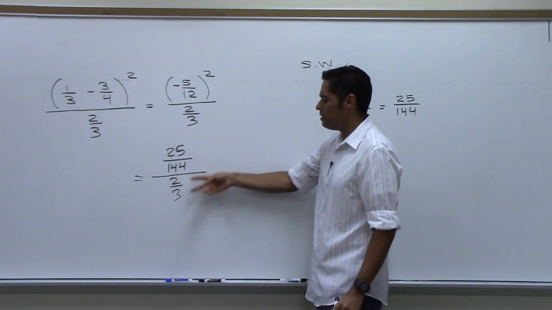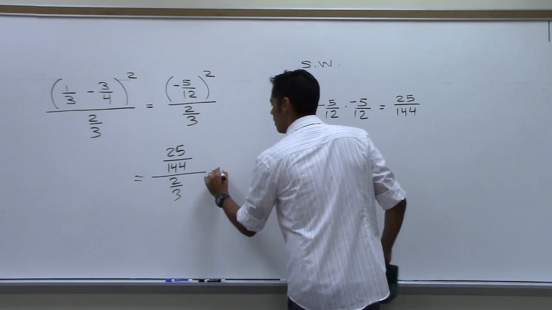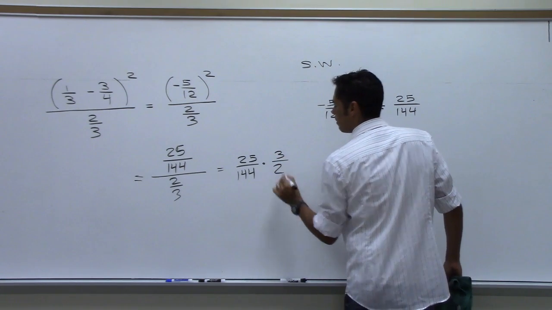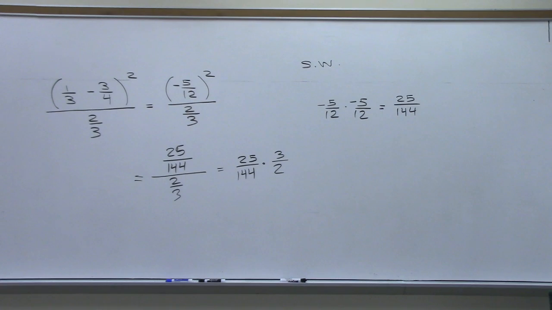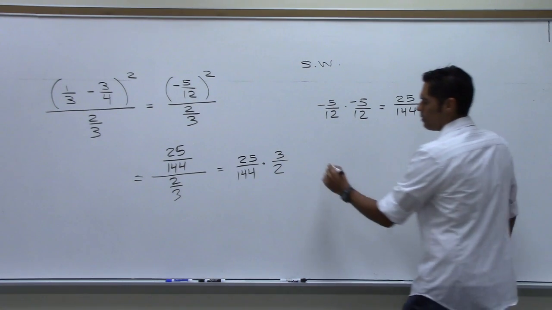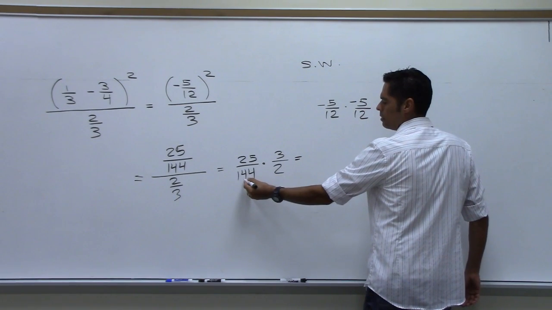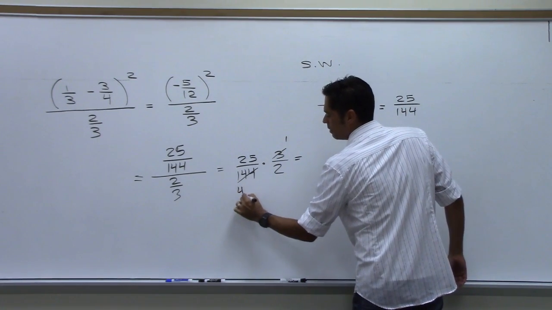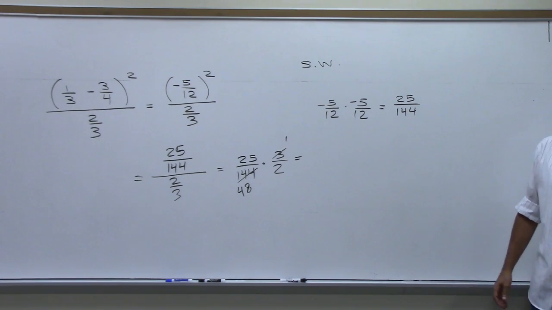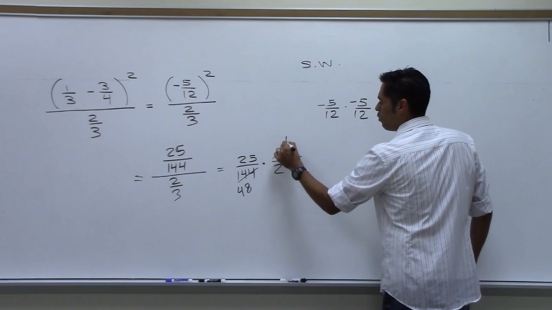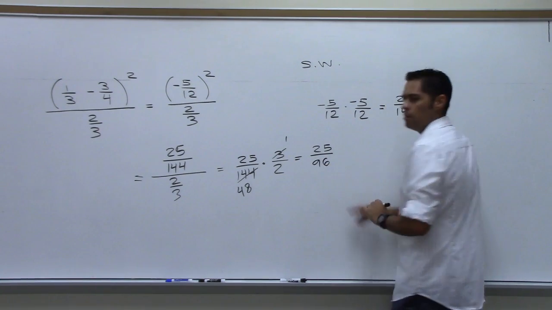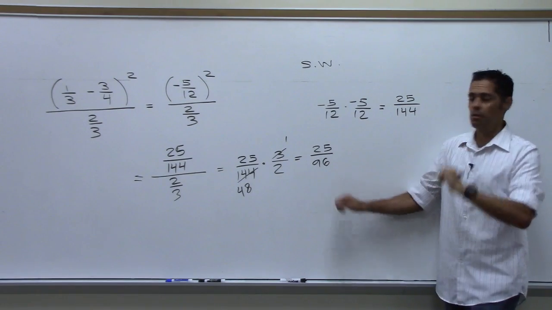So division, taking a fraction, dividing, is the same as multiplying by the reciprocal. So I'm just going to turn this into 25 over 144 times what, though? 3/2. Nothing cancels? Yeah? 3 goes into here how many times? 4? 8? Everyone okay with that? Yes? Okay, so everyone understands what we're doing? Yes? 25 times 1 is 25 over 48 times 2, which is 96. Make sense? Okay.